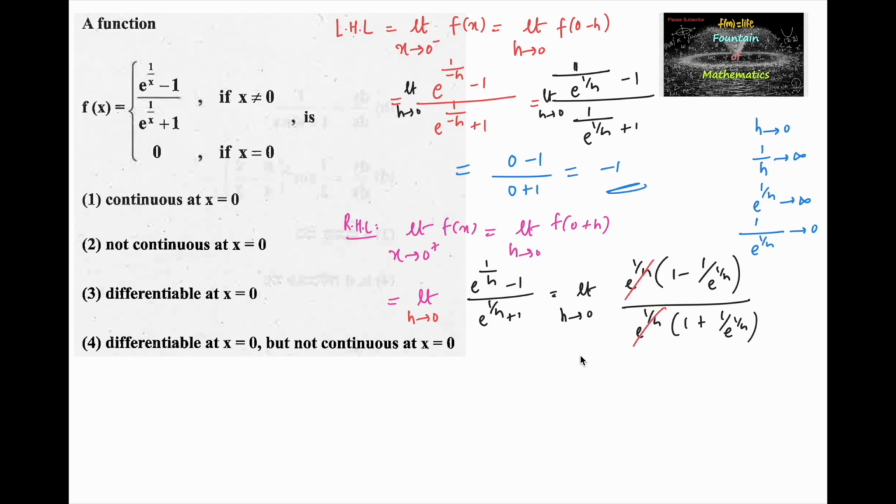So that we can cancel e power 1 by h in numerator and denominator, and we can write it as limit h tends to 0, 1 minus 1 upon e power 1 by h, which we can say 0. Similarly, 1 upon e power 1 by h will be 0. So which is equal to 1. So here left hand limit is minus 1 and right hand limit is plus 1. So both are not equal. And hence we can say the function is not continuous at x is equal to 0. Option B. And hence it is not differentiable.